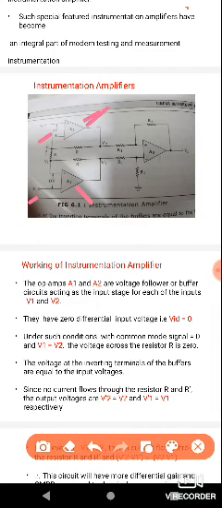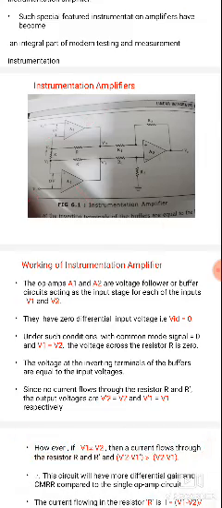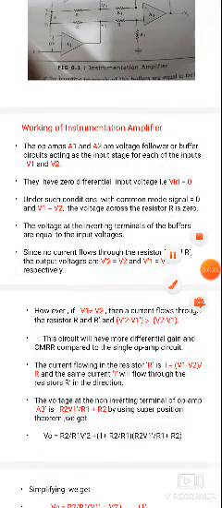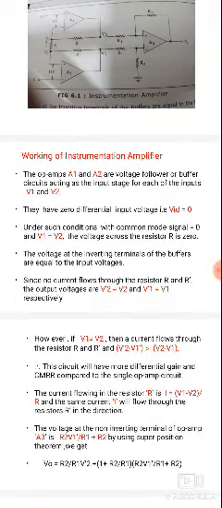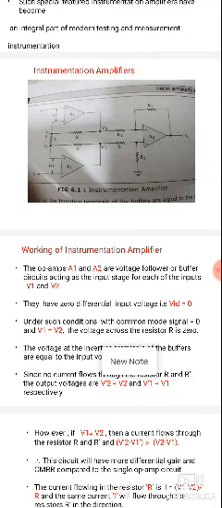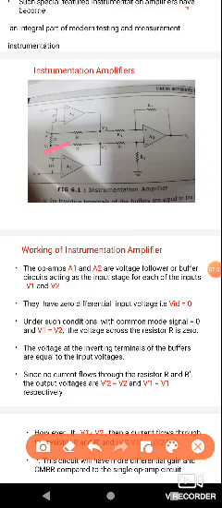Next, they have zero differential input voltage. Whenever the differential input voltage VID is 0, the voltage across the differential inputs is 0. Under such a condition, the common mode signal is 0. That is, the differential input equals 0 means the common mode signal is 0. This is possible when V1 is equal to V2, and the voltage across the resistor R is 0.